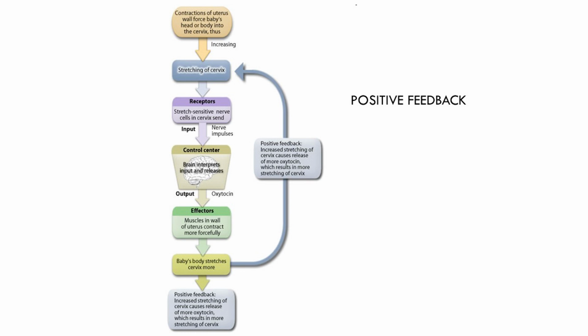It will open, and the stretching of the cervix is the stimulus that will cause the receptor to be activated. And this receptor, because of the stretch of the cervix, will send a signal, an input, to the brain, to the control center again. And the brain will now send an output by releasing a hormone. Example here is the oxytocin. The oxytocin will influence the effector organ. The effector organ here is the uterus.